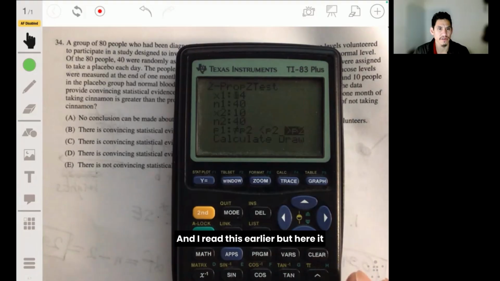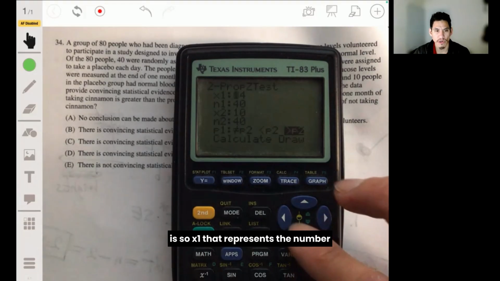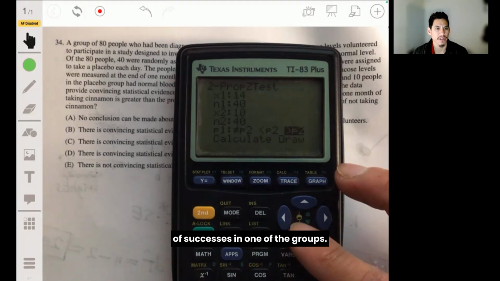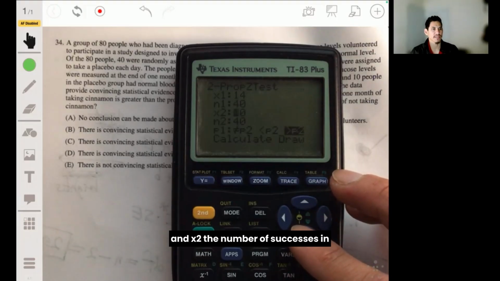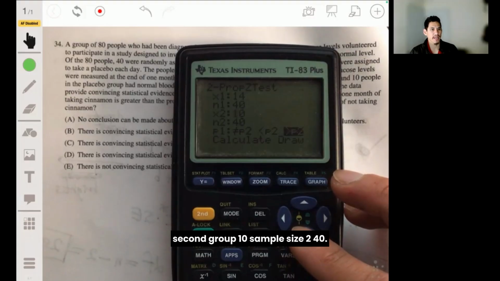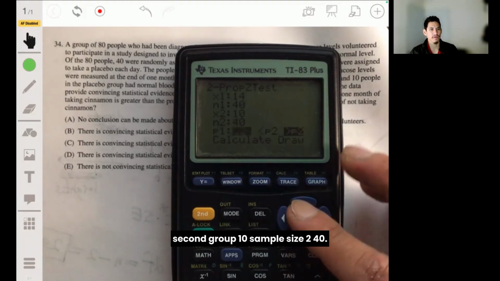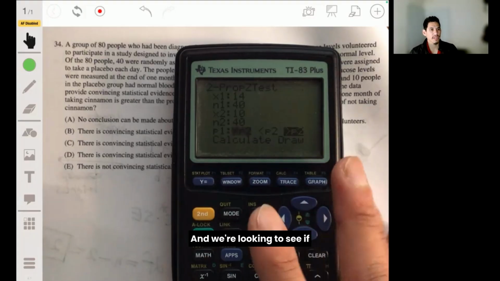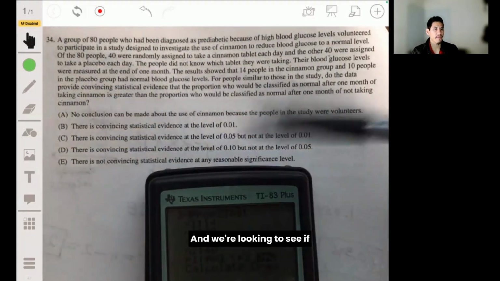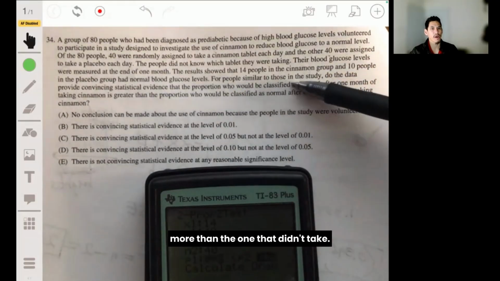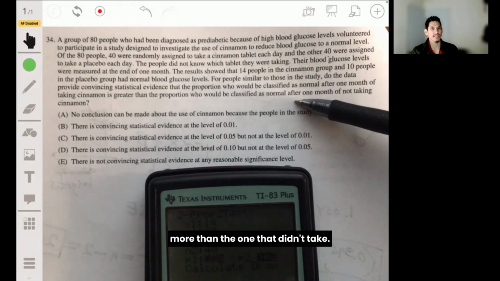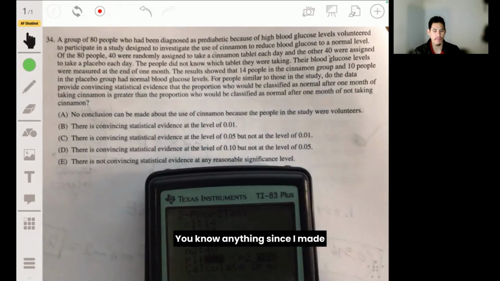And I read this earlier, but here it is. So X1 represents the number of successes in one of the groups, which is 14, size of sample 1, 40. And X2, the number of successes in the second group, 10. Sample size 2, 40. And we're looking to see if the cinnamon group proportion is more than the one that didn't take anything, the placebo.